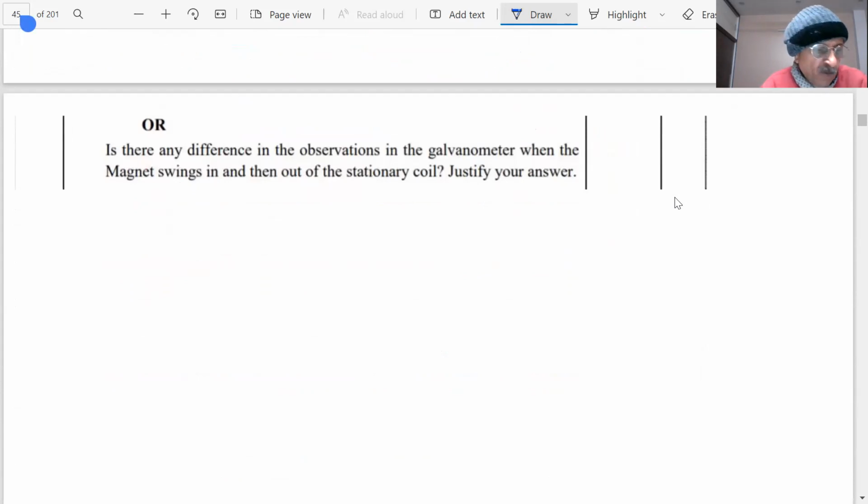Next question is coming, student. Is there any difference in the observation in the galvanometer when the magnet swings in and out of the stationary coil? We already told you, when the magnet goes inside, the needle will get deflected in one direction. And when there is no motion of the magnet, then it is 0. And when I remove the magnet, what will happen? The direction of the current will be reversed. So this is going to happen in this case.